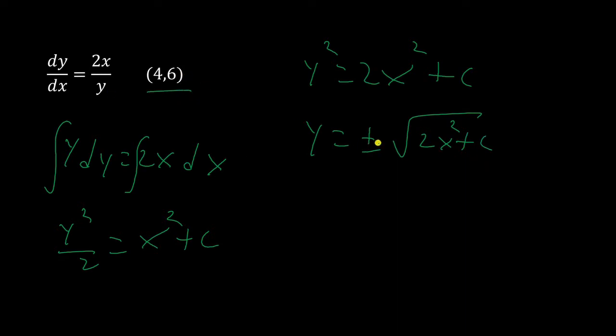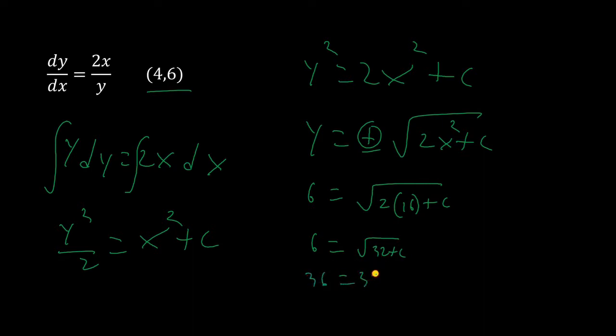And then to solve for c, we have this point (4, 6) here. Since y is positive, we know it's going to be the positive root. So we're going to get 6 is equal to the square root of 2 times 4 squared, which is 16, plus c. 6 is equal to square root of 32 plus c. And we can square both sides. 36 is equal to 32 plus c. So c is equal to 4. And putting that back into our original equation, we'll get our final answer, which is y is equal to the square root of 2x squared plus 4.